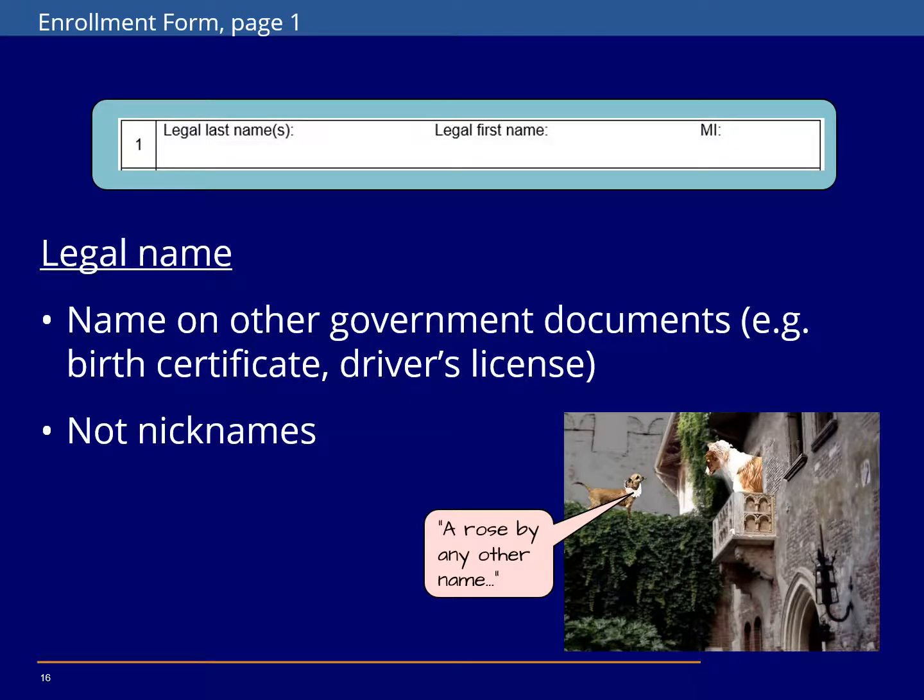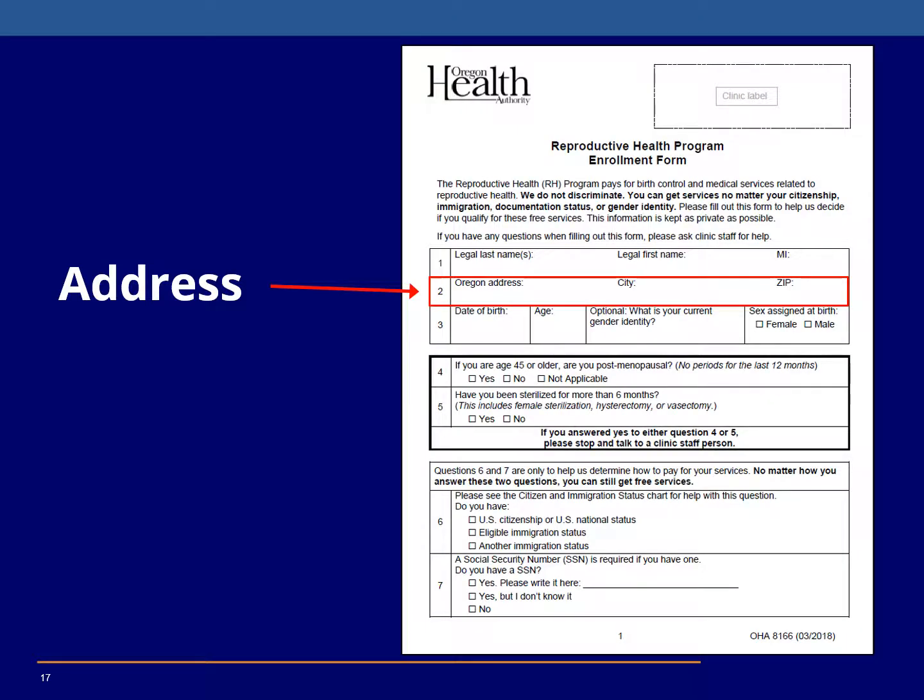This is their name as it appears on documents like their driver's license. The reason we need the client's legal name is because the client's name is one piece of information we use to verify their income and citizenship or immigration status for CCare. For example, if you have a client whose legal name is Abigail, but she writes Abby, we won't be able to verify her information. Then we ask for the client's address.